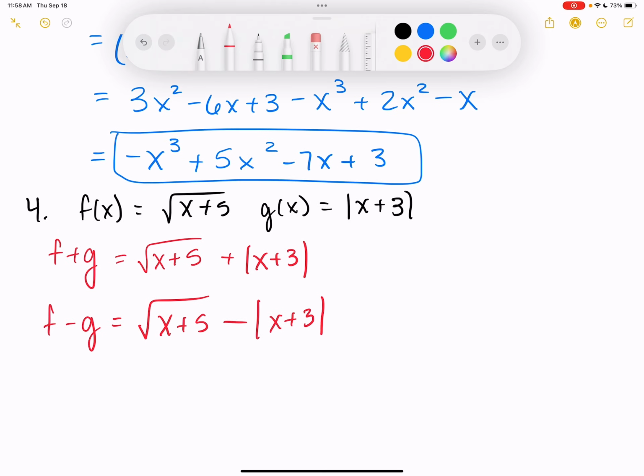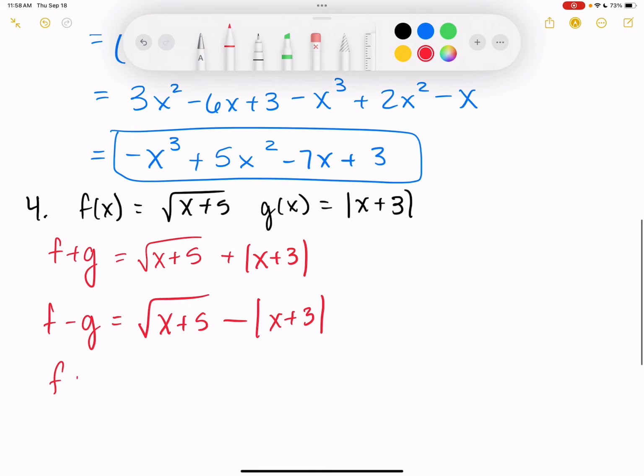Does it work if you try to multiply them? They can be multiplied, but you just have to put them in parentheses to show that they're being multiplied. So f times g is the square root of x plus 5 times the absolute value of x plus 3. It's literally all I can do about this. You need to do problems just like this.